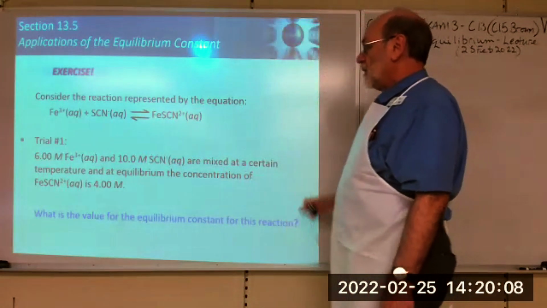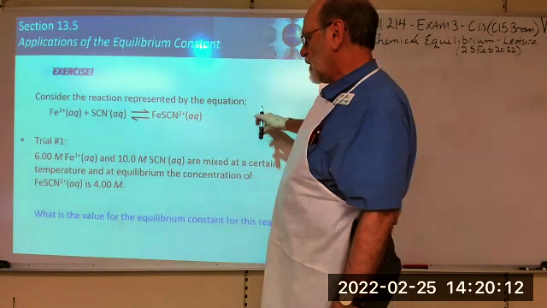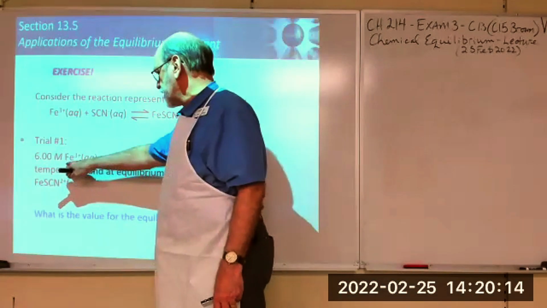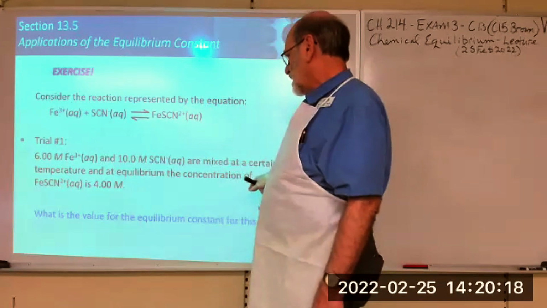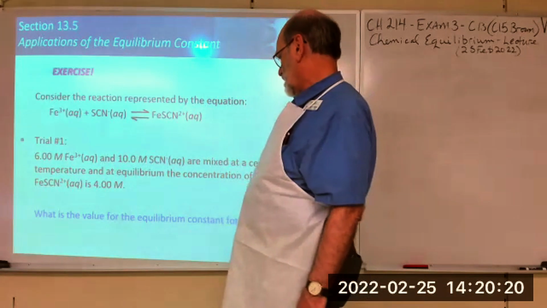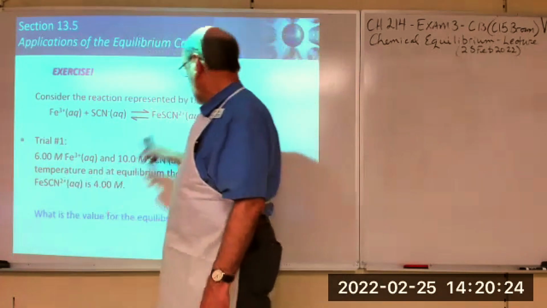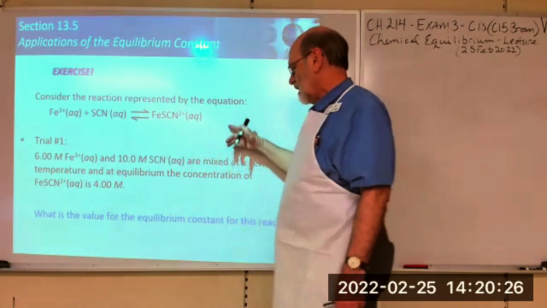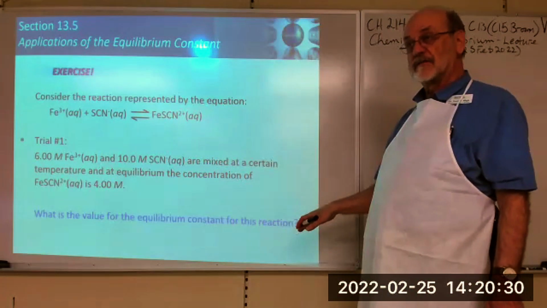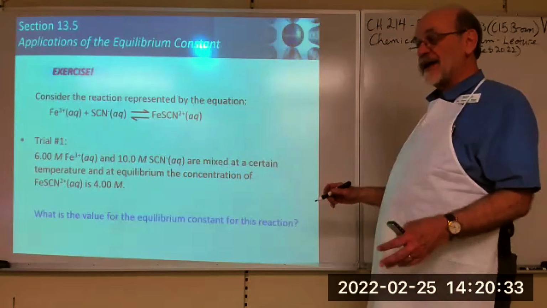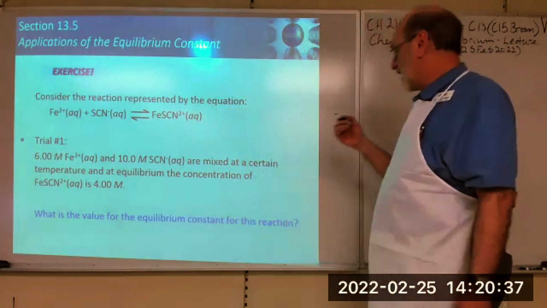Okay, so if we consider this reaction and we're given 6 molar iron and 10 molar thiocyanate mixed together, and at equilibrium, the concentration of this one is actually 4 molar. What's the value for the equilibrium constant? So what's your first step? Write the expression. Right? What would K look like?